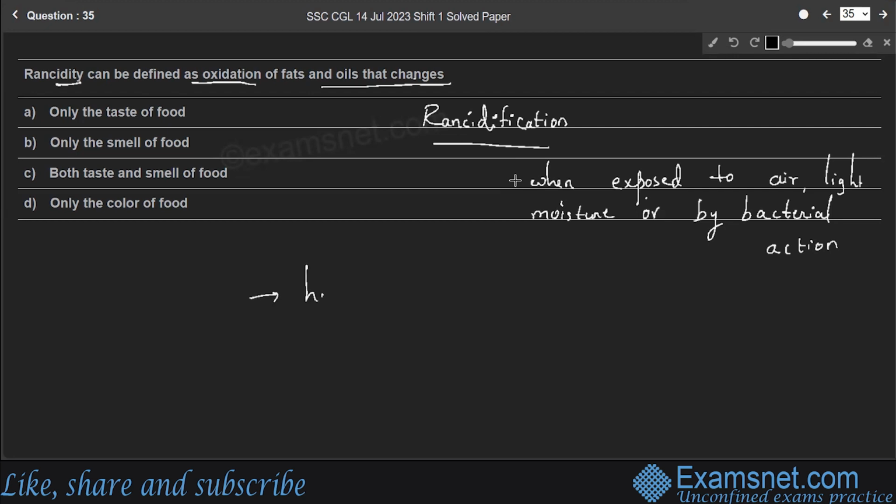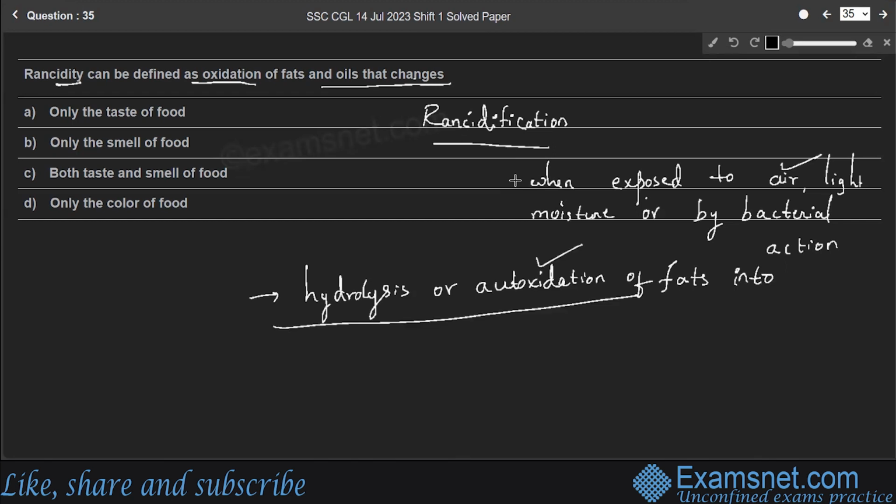So it is hydrolysis or autoxidation of fats. When it is exposed to air, it becomes autoxidation. Oxidation means adding oxygen. Autoxidation of fats into short chain aldehydes, ketones, and free fatty acids.